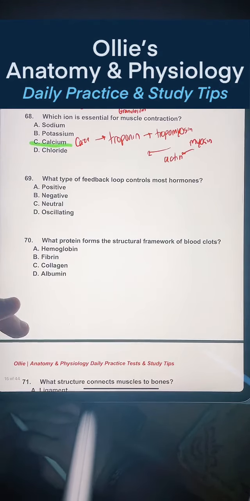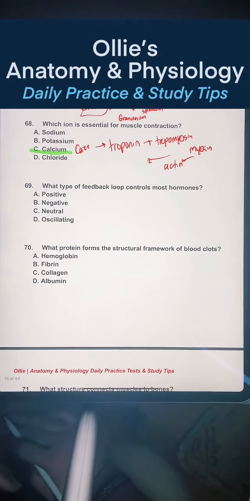Number 69. What type of feedback loop controls most hormones? This is referring to homeostasis. So you kind of gotta know feedback mechanisms. But what type of feedback loop controls most hormones? And we can go over those in just a moment.